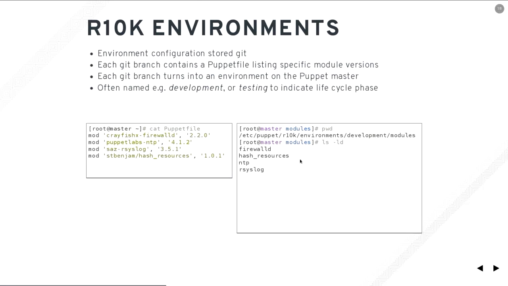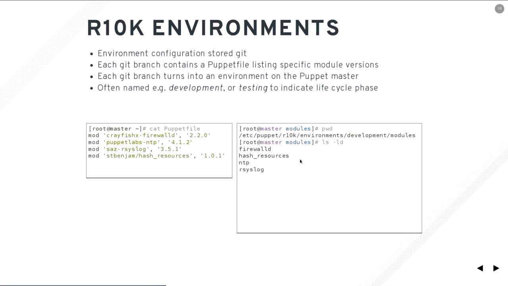And what is in that branch is what you see here. So the left box here is the contents of something called a Puppet file. And a Puppet file basically lists all of your modules with their versions. And when you invoke the R10K command, it will read that Puppet file from each branch and deploy a directory, what you see on the right, with all the modules you're asking for.